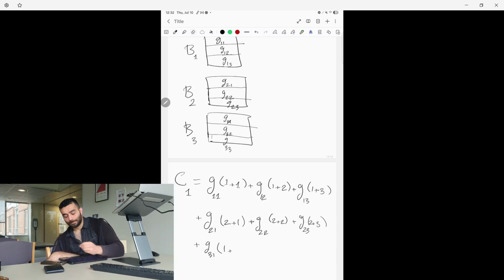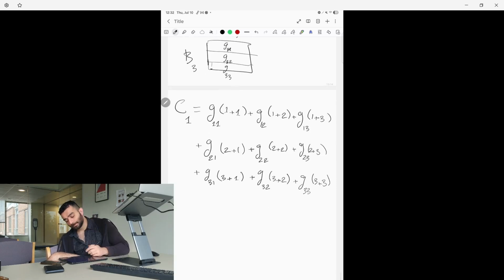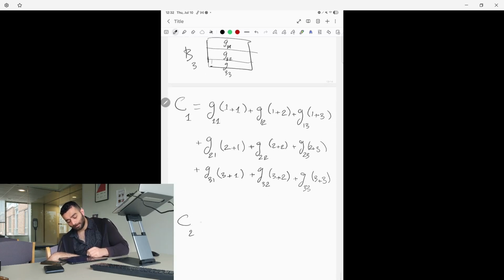Better actually, it matches with the indexes. So G31 3 plus 1, plus G32 3 plus 2, plus G33 3 plus 3, right?